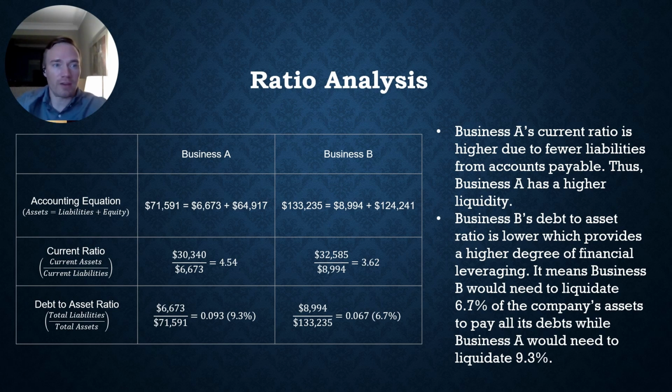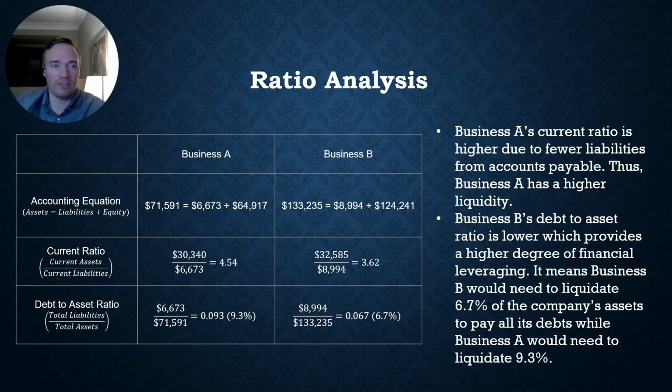Looking at the current ratio, which are the current assets divided by the current liabilities, these include assets such as cash, accounts receivable, and inventory, but not property and equipment, would be 4.54 for Business A and 3.62 for Business B. Business A's current ratio is higher due to fewer liabilities from the accounts payable. Thus, Business A has a higher liquidity.